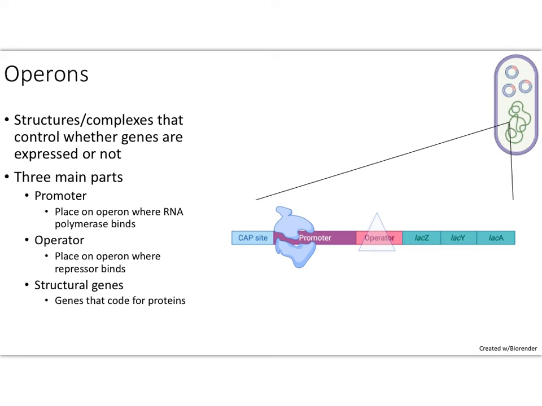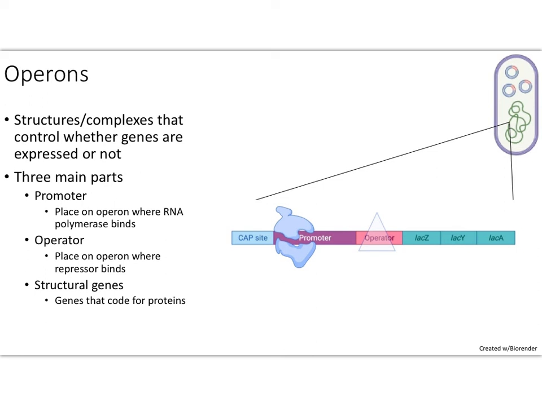And then we have the structural genes. The structural genes are actually the genes that the organism would use to create a protein. So these are the genes that are used to create proteins. These are the regions of DNA that actually will code for a functional product, which is the protein.